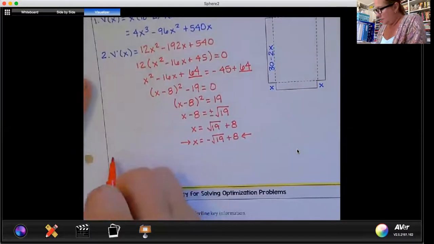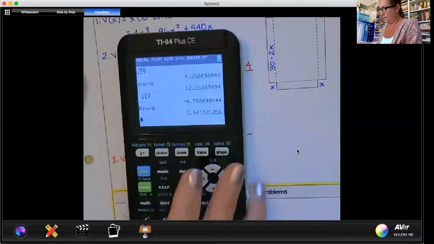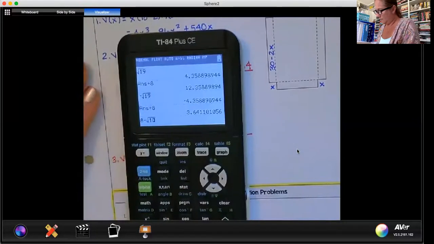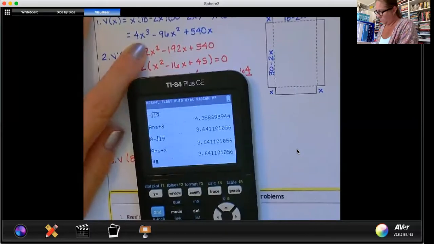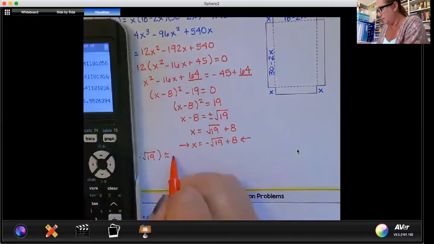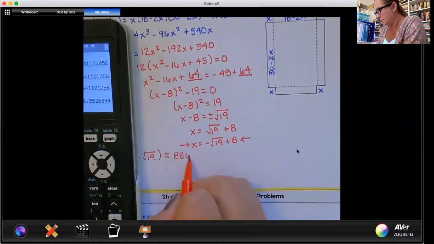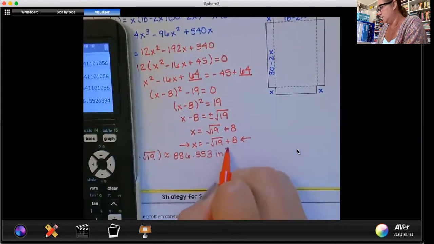So our next step is going to be to find the volume at that value. So 8 minus the square root of 19, we're going to store as x. We're going to plug that into our volume. So 4x to the third minus 96x squared plus 540x. And that's our volume value. It's one of the pieces we have to find. And we'll just round that, and that is inches cubed.